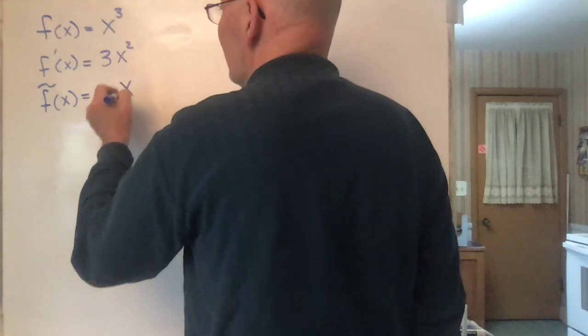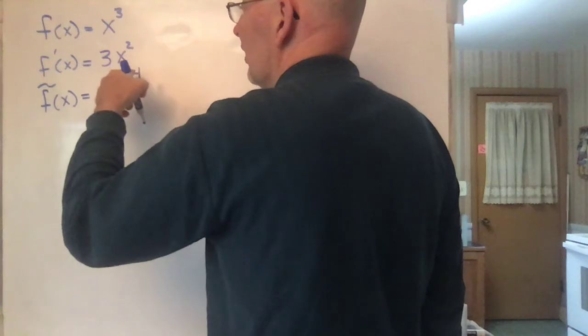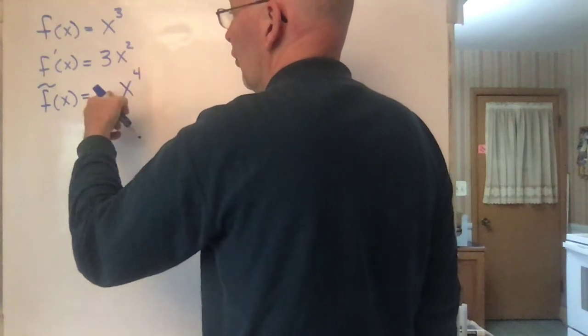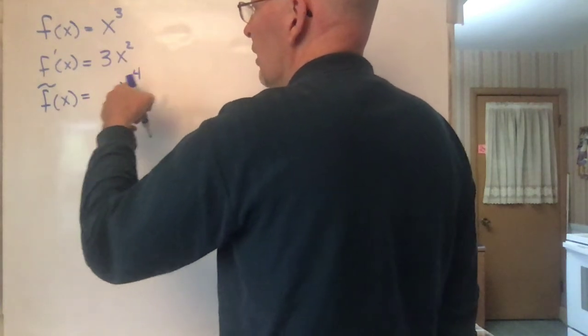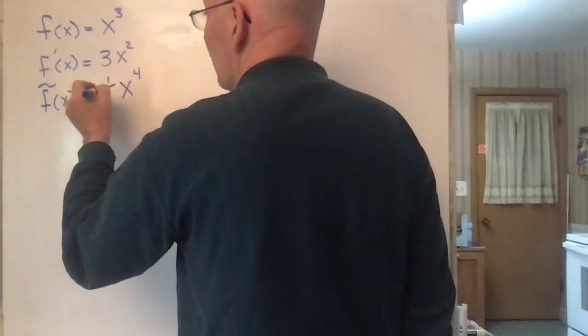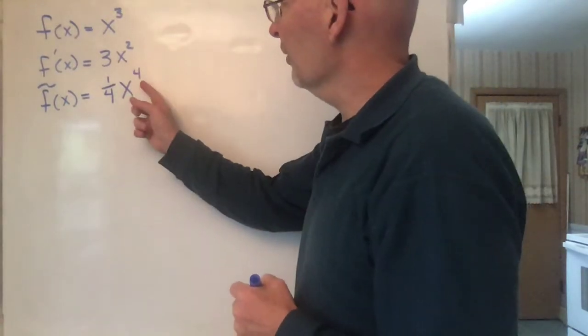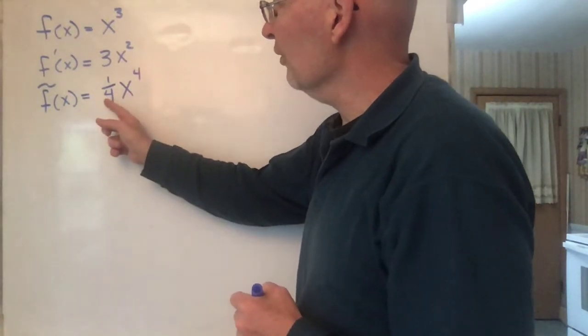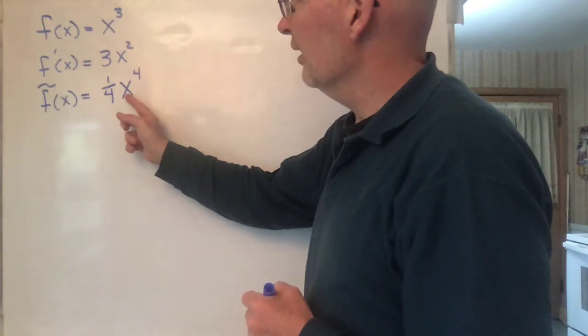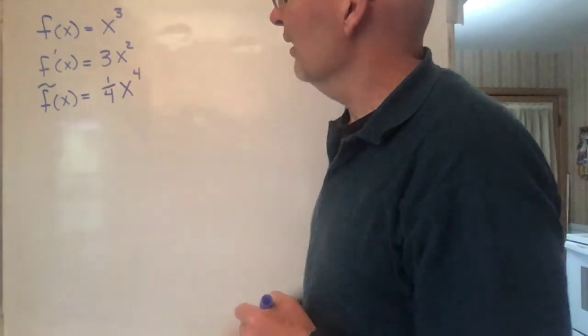Let's see. It's going to be something like x to the fourth, because when you take the derivative of x to the fourth, you're going to get a 4 there. But we have to get the right constant in front here. And I think what will work is if you put a 1/4 there. 1/4 x to the fourth. Because if you bring the 4 down, that cancels with the 1/4 and you get x cubed. So there's the derivative. There's the antiderivative.